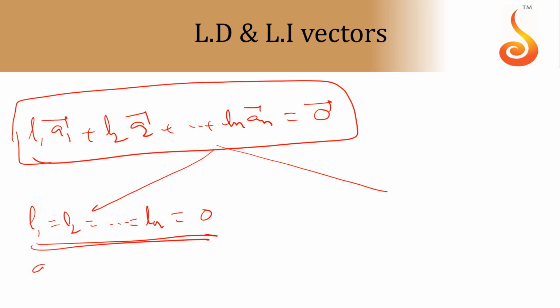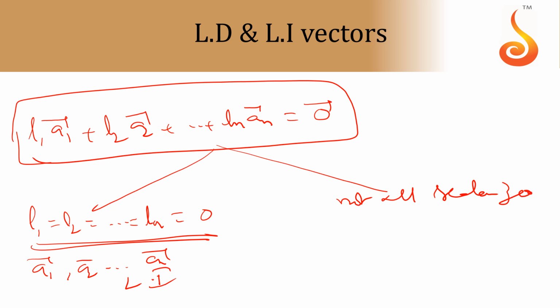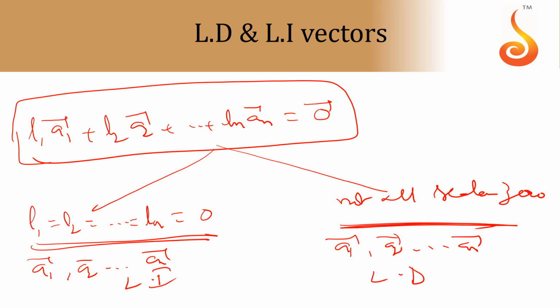So I can say that the vectors A1 bar, A2 bar, so on, An bar are LI. Suppose not all scalars are 0, means some scalars L1, L2 are not 0. At least one scalar is not 0, and still I am getting O bar, means vectors are playing some role in getting the null vector. In that case, A1 bar, A2 bar, so on An bar will become LD, linearly dependent.